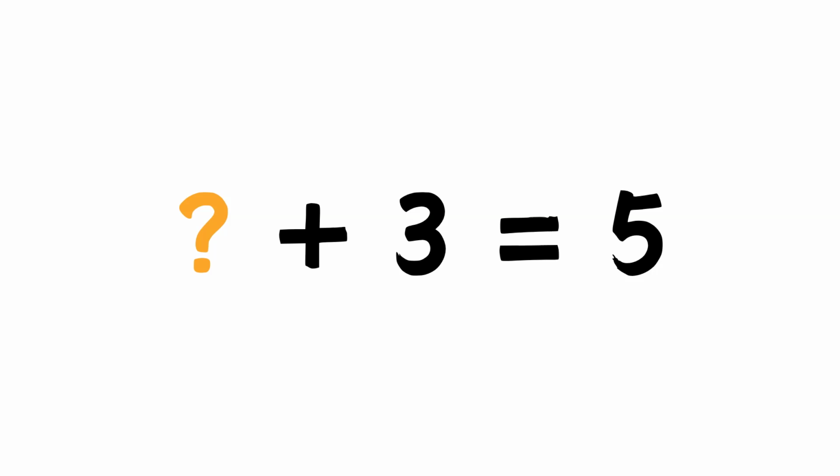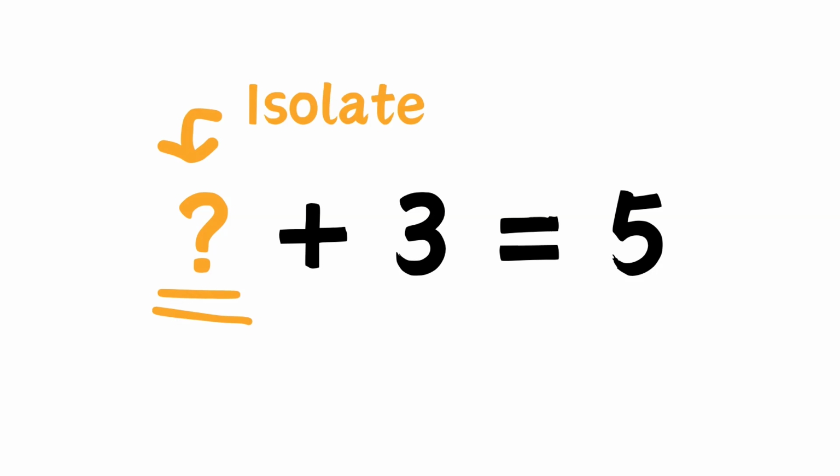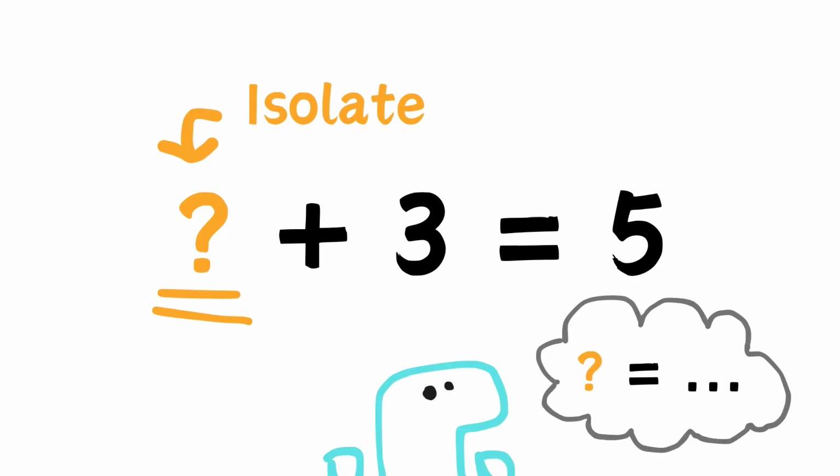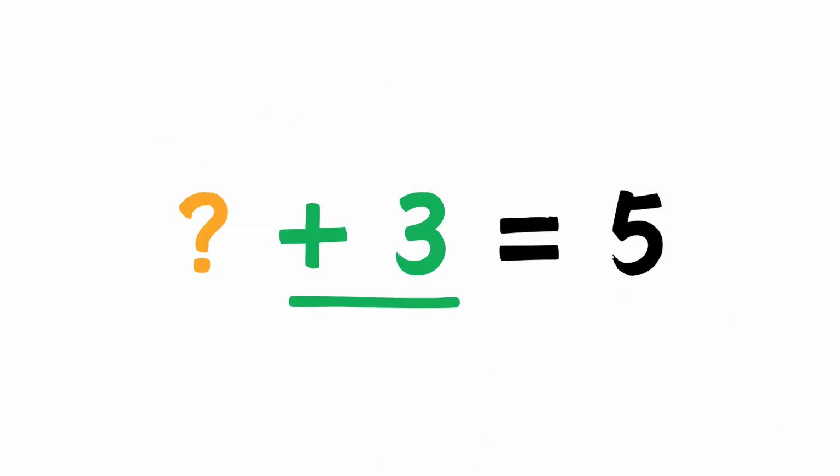Question mark plus 3 equals 5. What can we do to find the value of our variable, the question mark? We need to isolate it or get it onto its own side. That way, we can find out exactly what it means. Right now, we can see that the only thing that's on the same side as the question mark is the plus 3. If we can get rid of this, we will isolate the question mark.